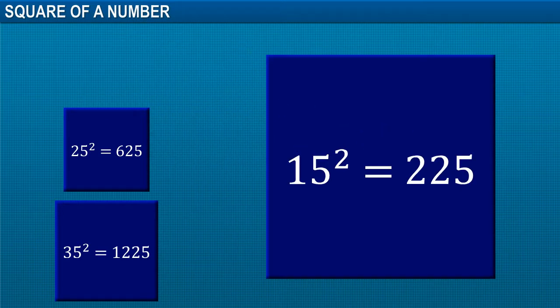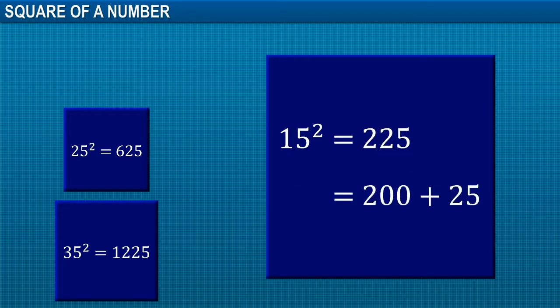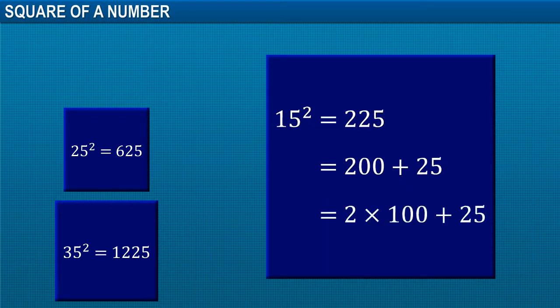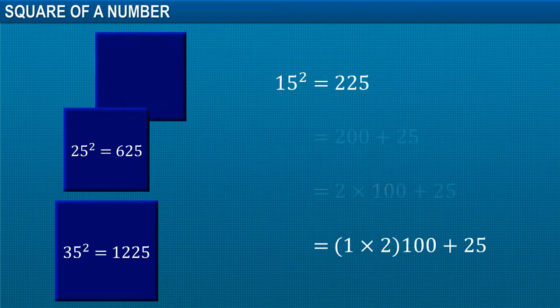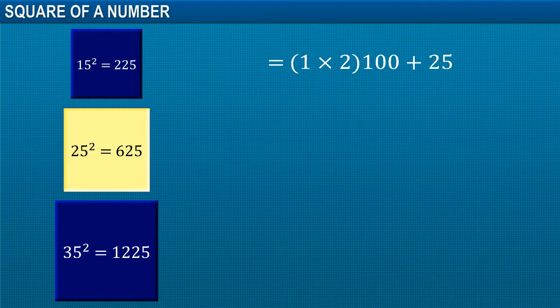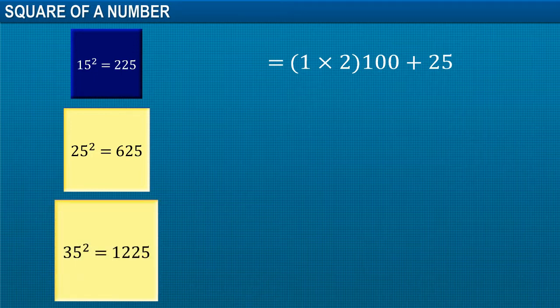15 square is equal to 225. 225 can also be written as 200 plus 25. This can be written as 2 into 100 plus 25, which can be further written as 1 into 2 into 100 plus 25. Similarly, we can write 25 square and 35 square.